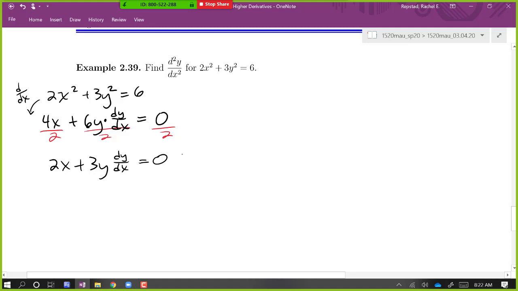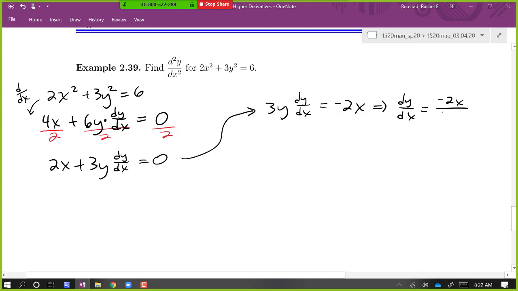Now I'm going to go over here, do a little side work, and just solve for dy dx. So that means that 3y dy dx is equal to negative 2x, and so dy dx is negative 2x over 3y. I'm going to now just let that sit there.